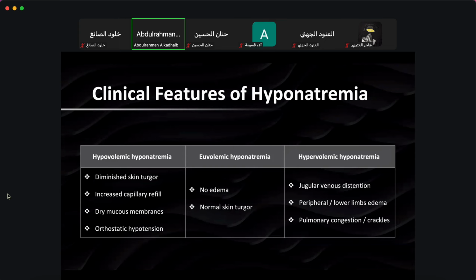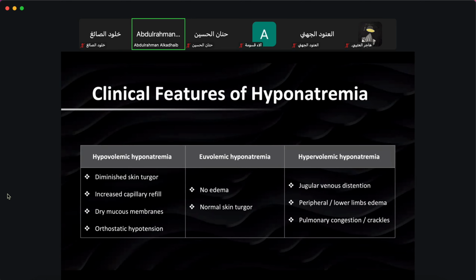So we'll just move on to the clinical features that may help us with identifying the main type of true hyponatremia. As the names state, in hypovolemic hyponatremia, we may expect some signs or symptoms of decreased body volume, such as increased capillary refill time, dry mucous membranes, and orthostatic hypotension, which is basically a drop in the blood pressure when the patient stands up or changes position.